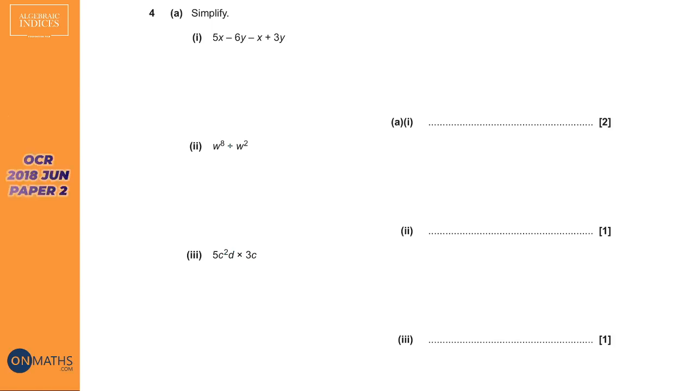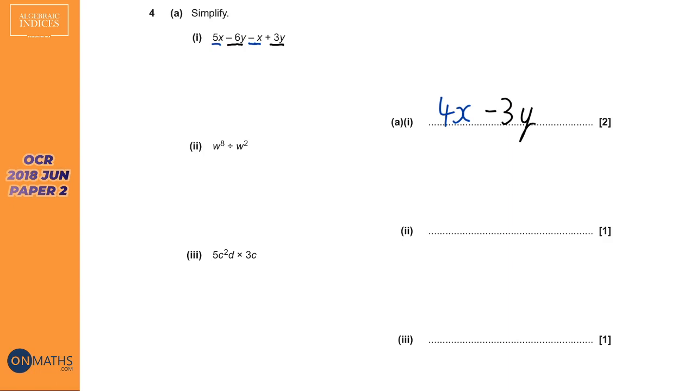Next up is our OCR question, and we've got a collecting like terms question first, but I left it in because, well, why not? So we've got a 5x here and a takeaway x here. So 5x takeaway x is 4x. And we've got a minus 6y plus 3y, so that's going to be minus 3y. We've got a whole video on basic algebra, so check that out if you're not quite sure how to do that one. We're more interested in part 2 and part 3.